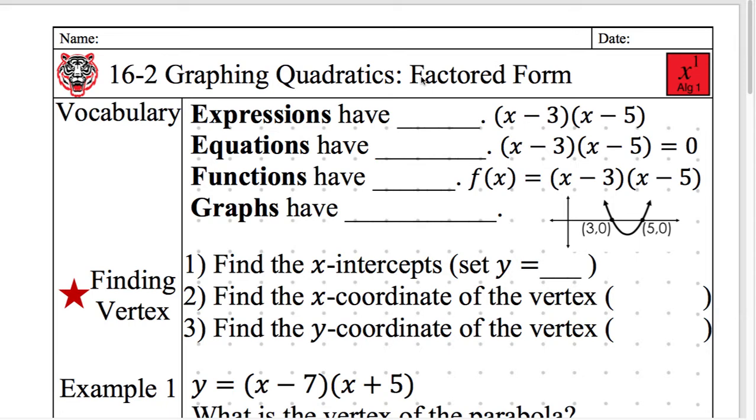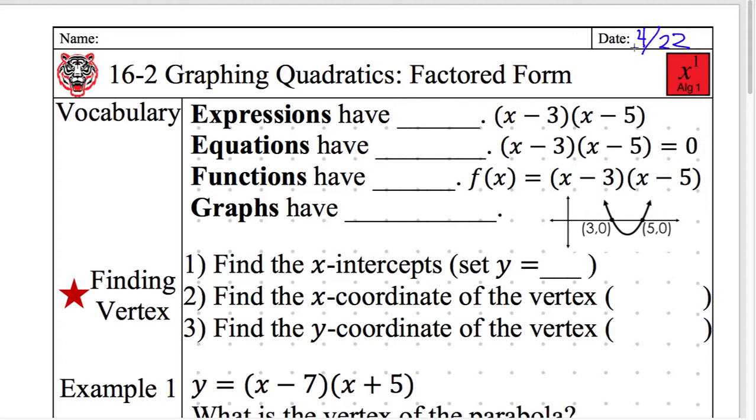All right, we are in Algebra 1. We are taking notes now. Today is Monday, April 22nd. You're writing down the date, 2019. It is that Monday after prom, so we're all nice and squirrely.